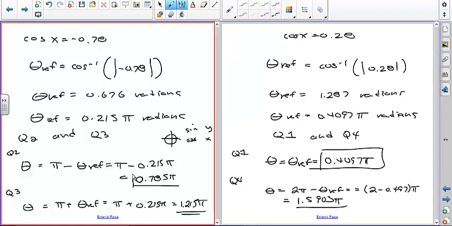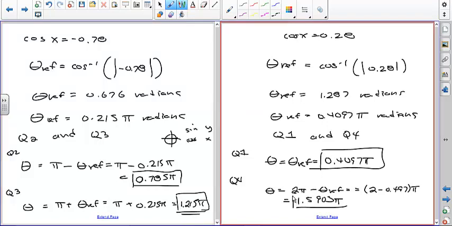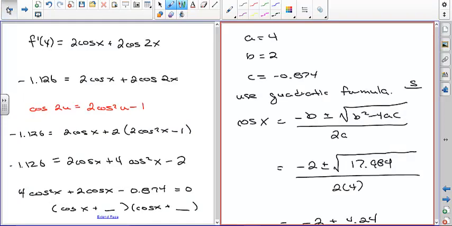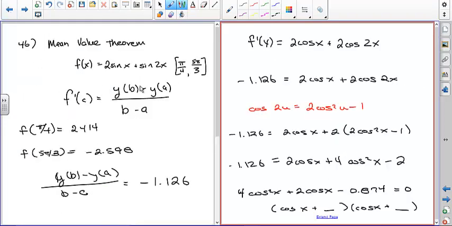So those are my 4 solutions. And what those are, remember, are where the slope of the tangent line to the curve is equal to the average slope between the endpoints. So if we go back to the beginning, we had evaluated the function at the beginning and the end of the interval and got the y values.